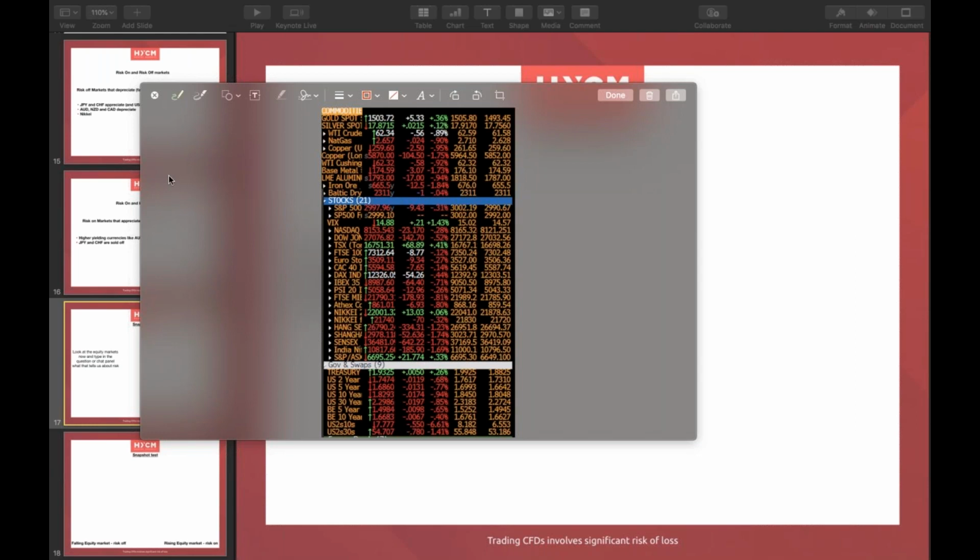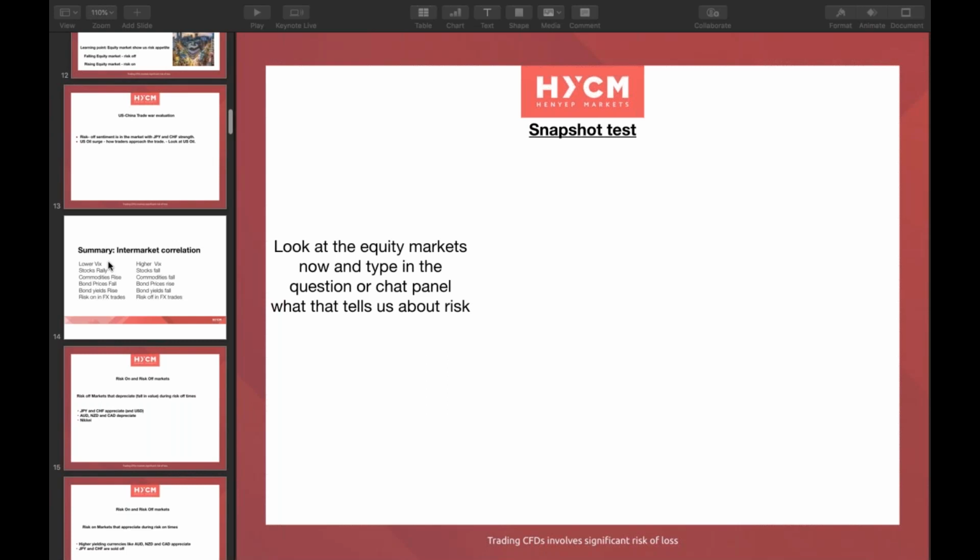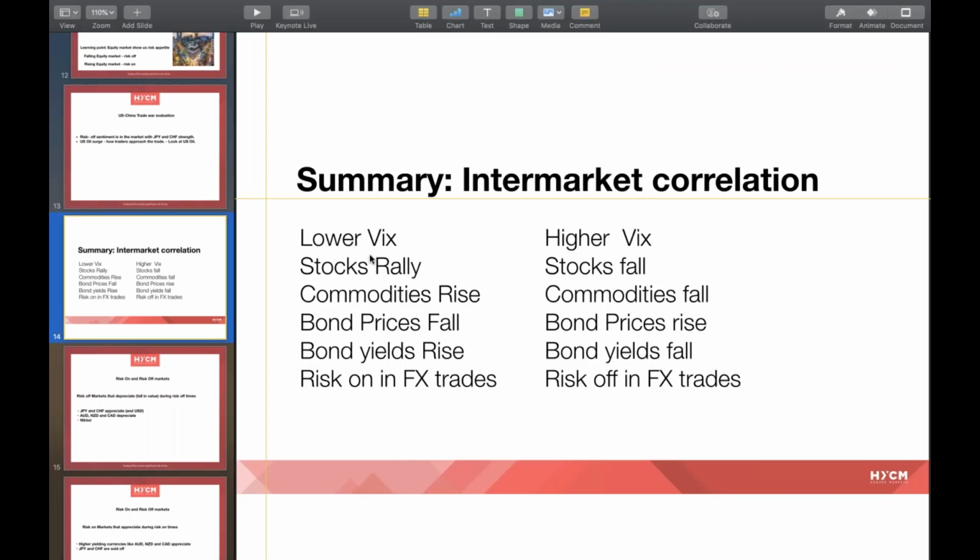Okay, so when we go to our grid, what do we got? We got a volatility index that was pretty low, quite flat. Stocks were falling, commodities were falling, bond yields were falling. So risk off. You can see we're on this side of the panel, we're not on this side of the panel.